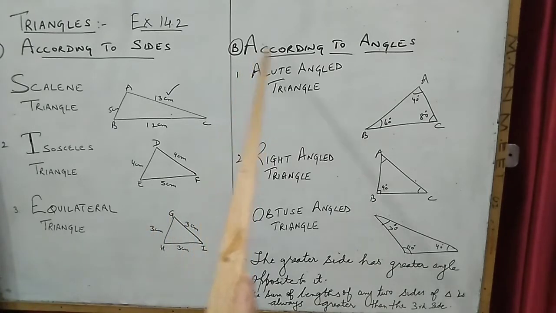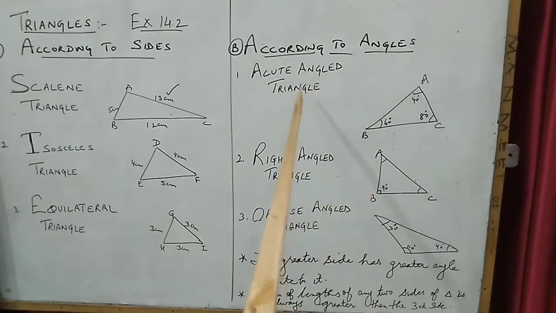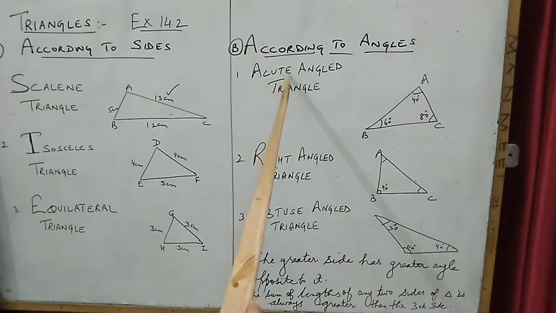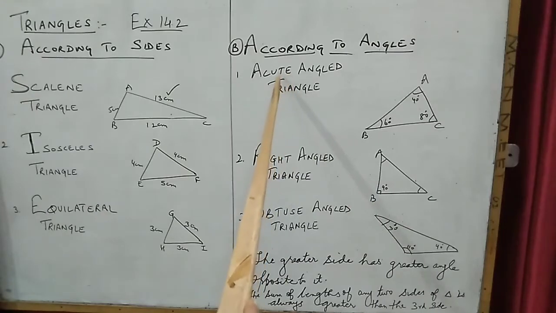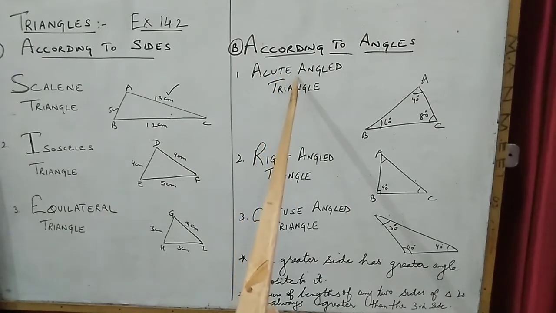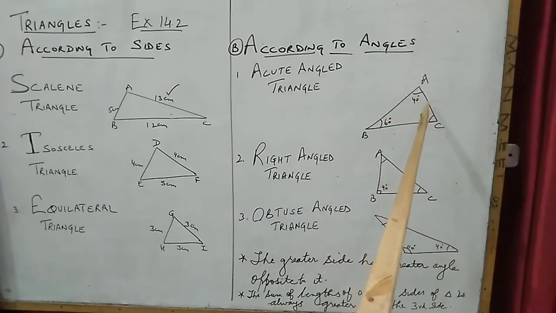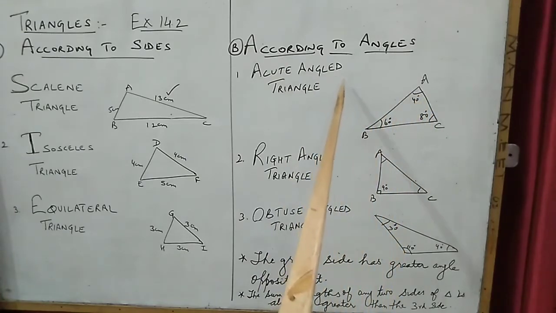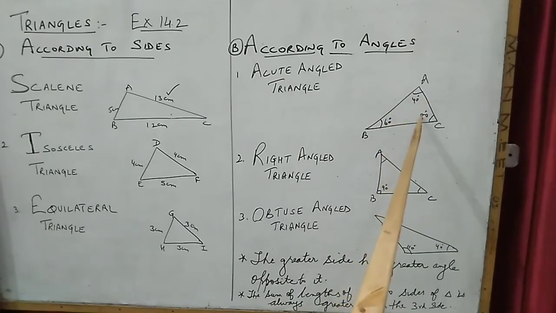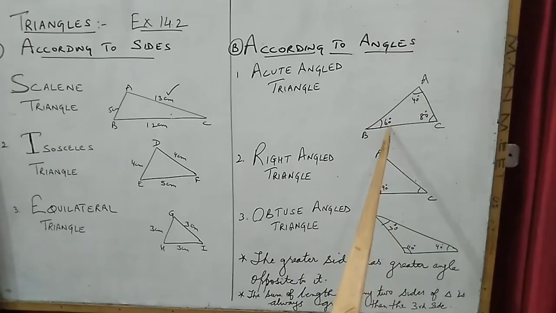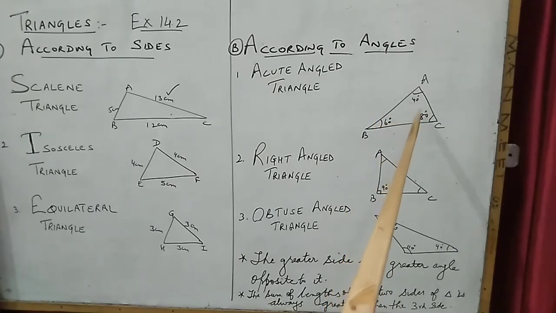Now part B is according to angles. First one is the acute angle triangle. As I already told you in your first unit tests, acute means small, very small. We know that a triangle has three angles. So an acute angle triangle is a triangle whose all three angles are less than 90 degrees. See, 60, 40, 80. But one thing you should keep in mind: when we add up these three, it should be equal to 180 degrees.